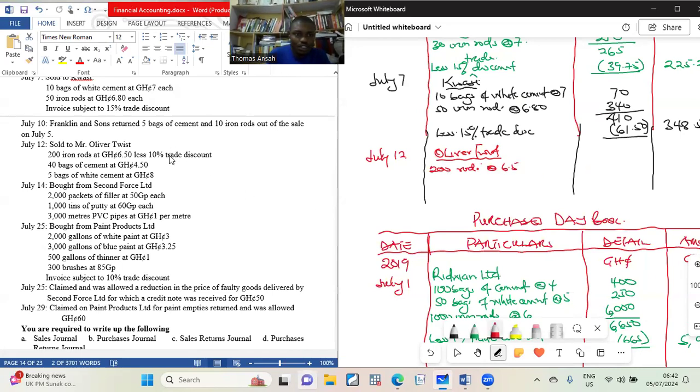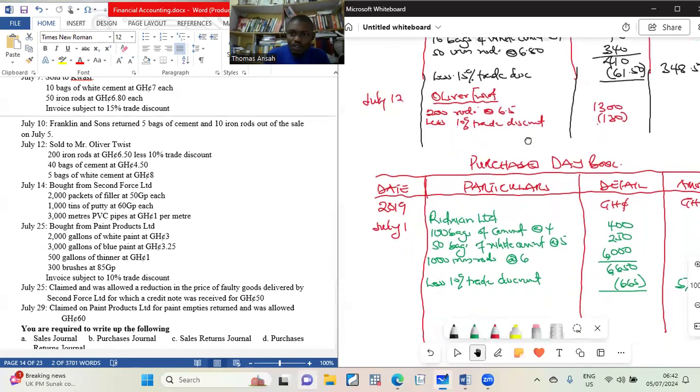And that one alone will be less 10% discount. So 6.5 by 200, that is 1,300. All right, now we are supposed to less on that one only a 10% trade discount. So 10% of this is 130. So that is it. And that is not the only thing. So we will be lessening it from this one only.